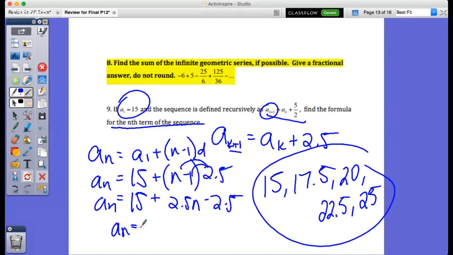How do you know it's arithmetic and not geometric? Yeah, good question. Because we're adding by a common number, right? We call it a common difference. Oh, because it says plus 2.5. Correct. So it's a sub n equals 2.5 n plus 12.5. What did you get here again? 12.5 plus 2.5 n? Is that what you got there?